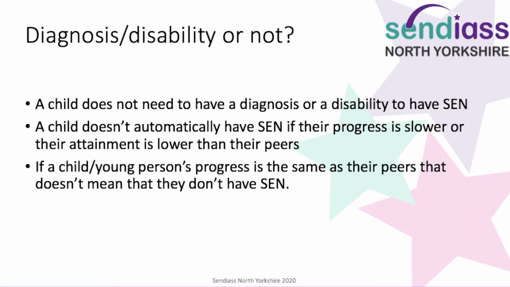A child doesn't automatically have SEN if their progress is slower or their attainment is lower than their peers. These children and young people need regular monitoring to check that the gap between them and their peers isn't getting bigger. If a child or young person's progress is the same as their peers, that doesn't mean that they don't have SEN. As an example, a child with autism may be able to manage their academic work really well, but have difficulties with starting and maintaining friendships with others, group work, etc. They may need some help with friendships and working with others through some social communication support.